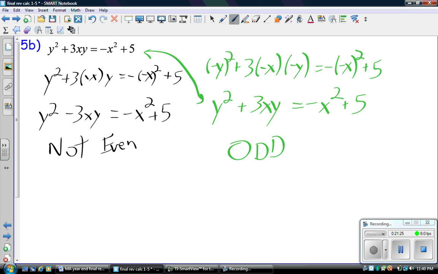So since that happened, that tells me that this is an odd machine. I don't believe this is a function because of that y squared, I'm not absolutely sure, but it still is an odd machine. So there's 1 through 5 on the review. And when I come back, we'll do some more.